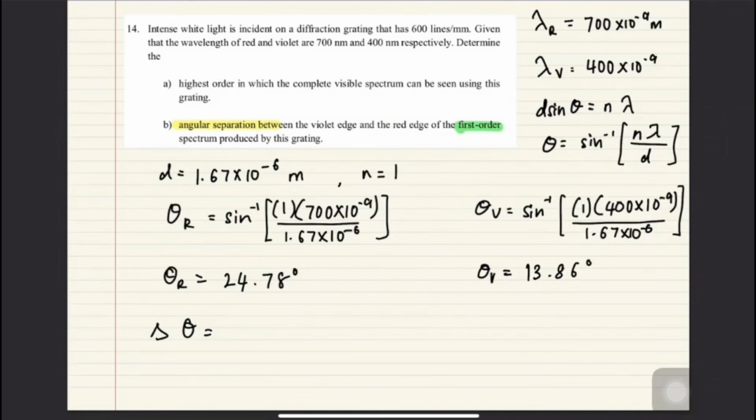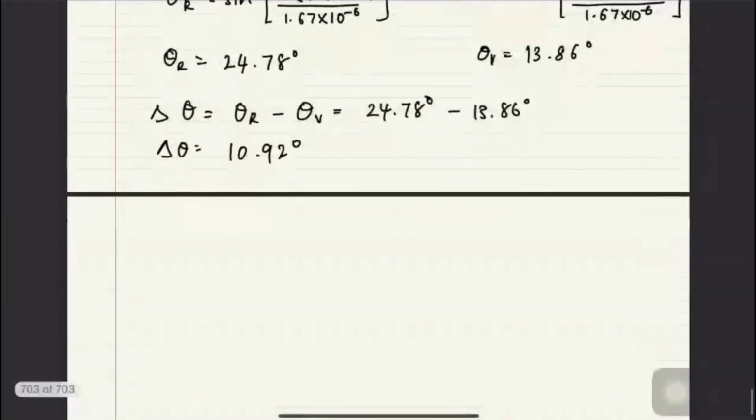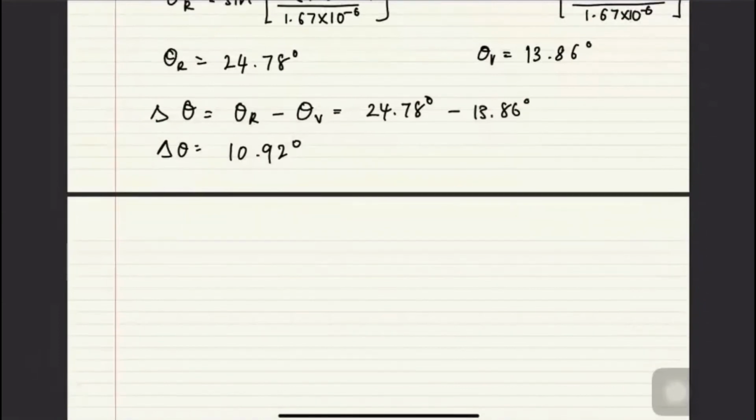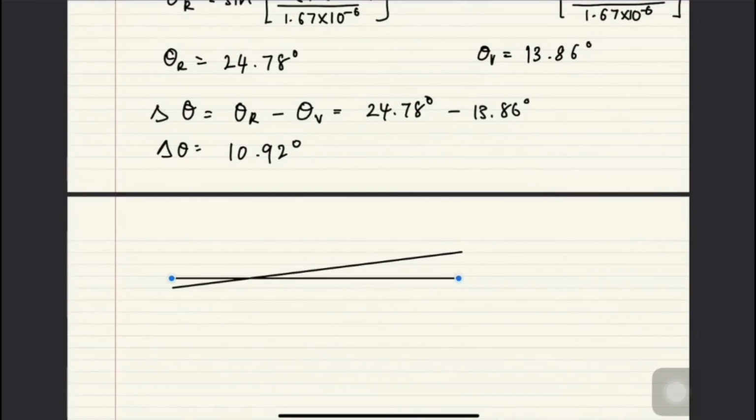Anyway, this one dia jadi besar atau kecil lah. Red minus violet. Then you get 24.78 degrees minus 13.86. So angular separation 10.92. Okay. Nampak tak? Dapat sir? What does it mean?